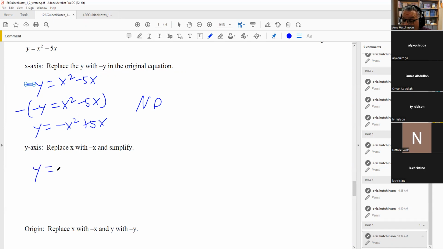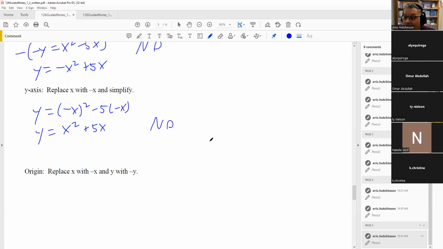X-axis symmetry, let's replace the x with -x, like that. And this negative is going to go away because I've got a square there. I have positive x squared. But then I get plus 5x. That's not the same as the original one either, because it's got to have exactly the same signs on it. So because of a plus, that's going to tell me that this is a no also. It does not have y-axis symmetry.